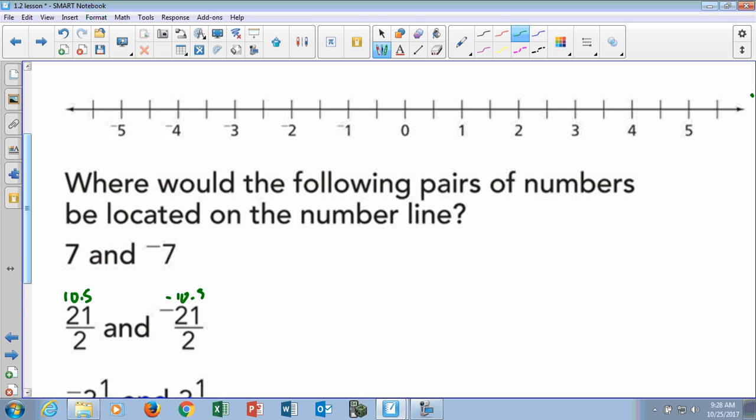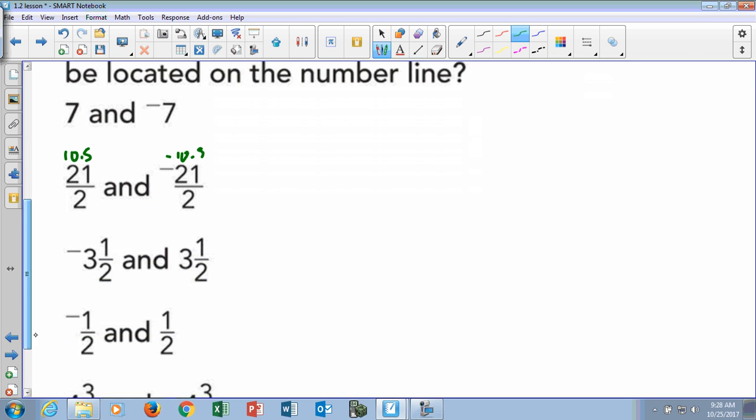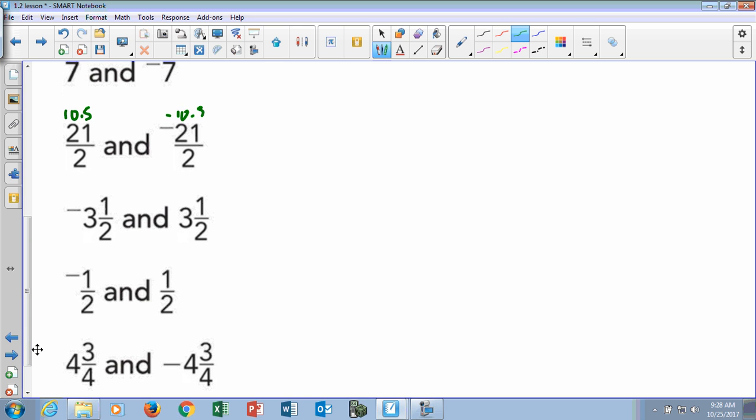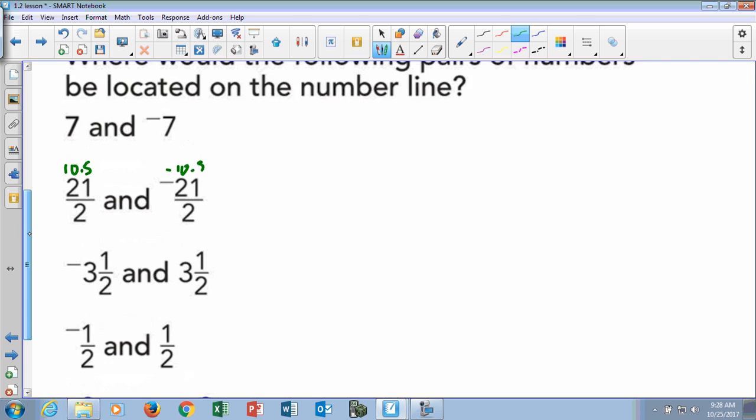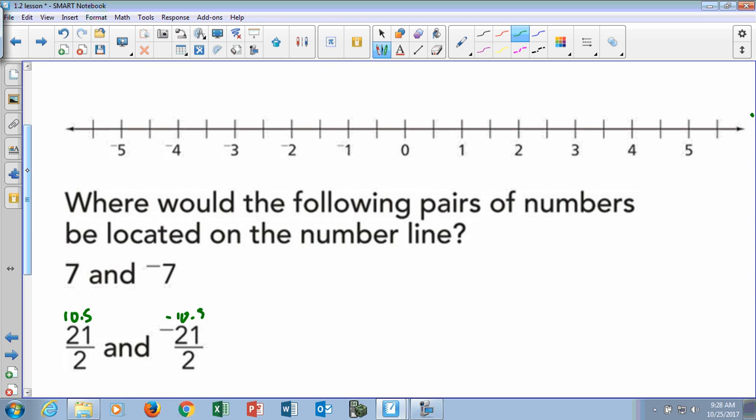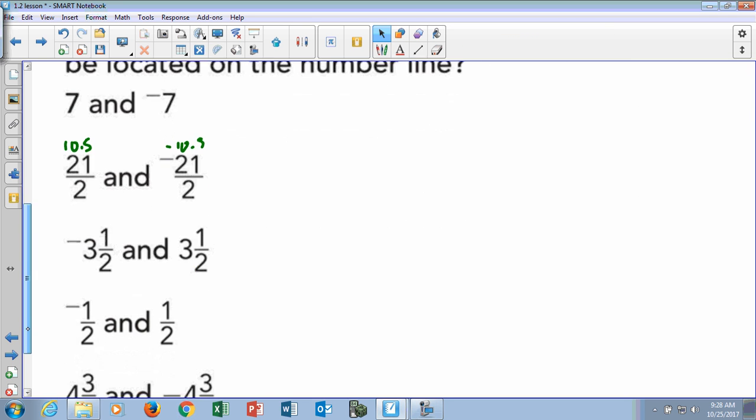Right? What about 3.5 and -3.5? Where would that go? Where would 3.5 go up here? Literally right in that line, right? Between the 3 and the 4? Good, there's 3.5. So -3.5 would be right there. All right, I'll pick a different color for those other ones. What else do they give us here?